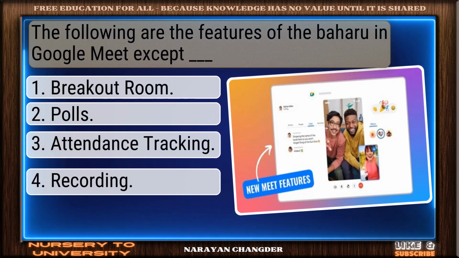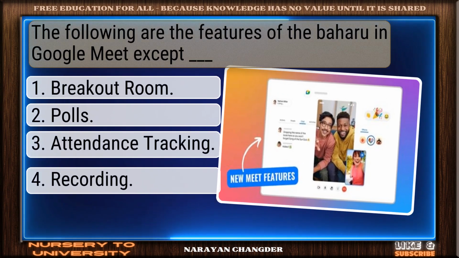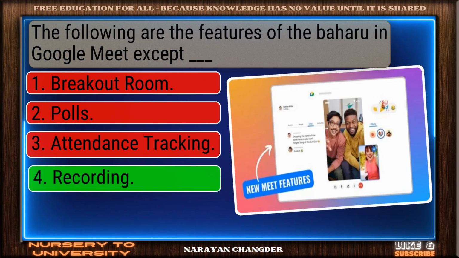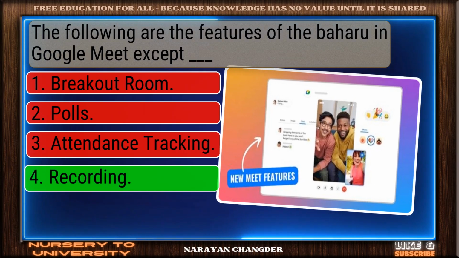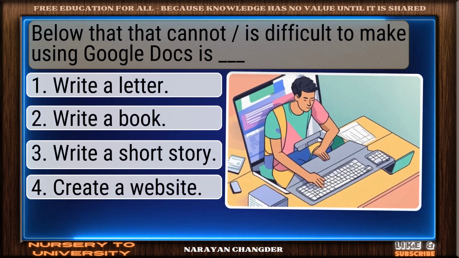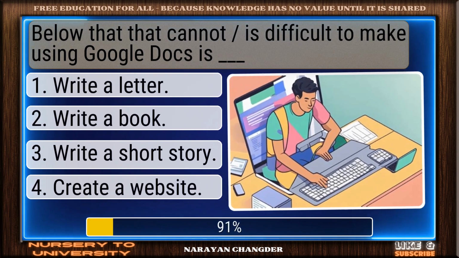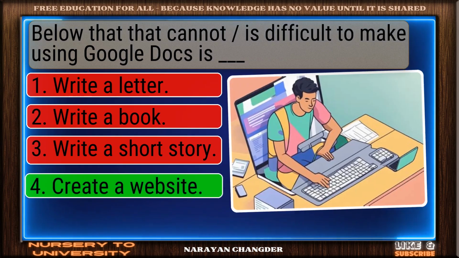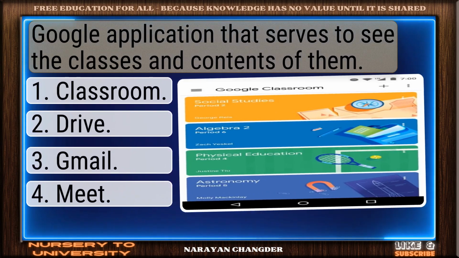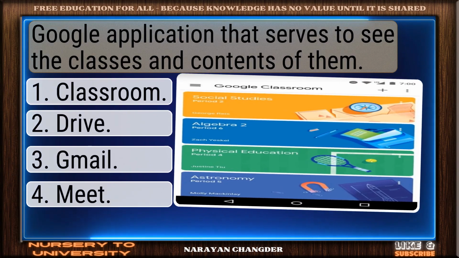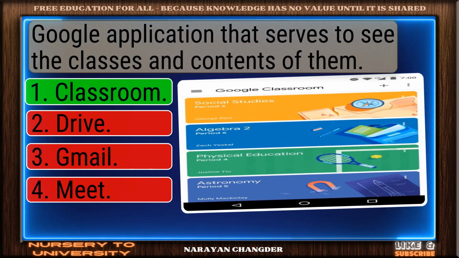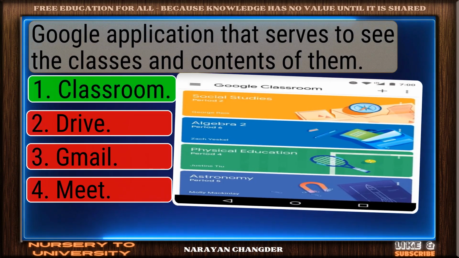The following are the new features in Google Meet, except ___. Excellent. Recording is a brilliant choice. What is difficult to make using Google Docs is ___. Smart pick. Create a website is the correct choice. Google application that serves to see the classes and contents of them. Right again. Classroom is a valid answer.